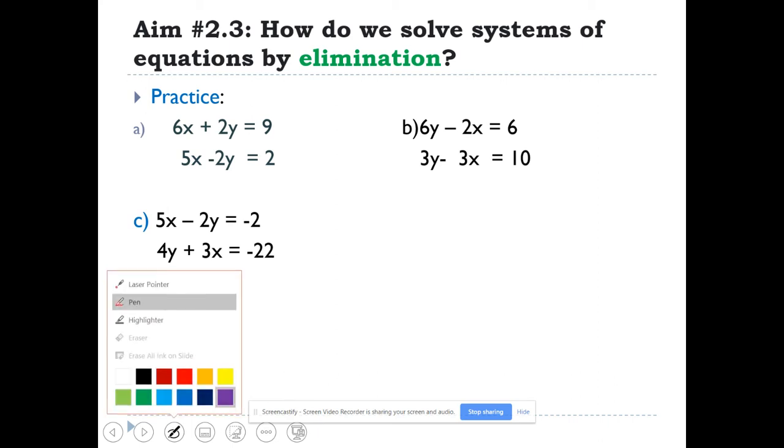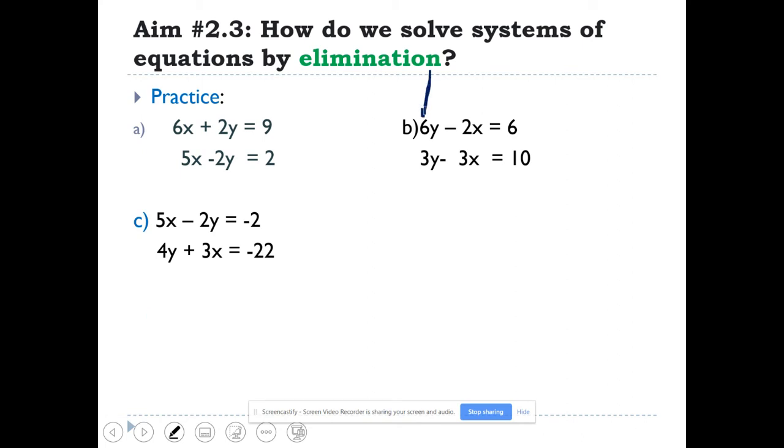All right, letter B. Let's see. Our y's are lined up, our x's are lined up, our equal signs are lined up, and our constants are lined up. So that's good. But my y's and my x's, I don't have the exact same value in opposite signs. So we can choose to get rid of either x or y. I'm going to pick y. And in order to get rid of y, if this is positive 6y, I want this to be negative 6y, which means I'm multiplying by negative 2.